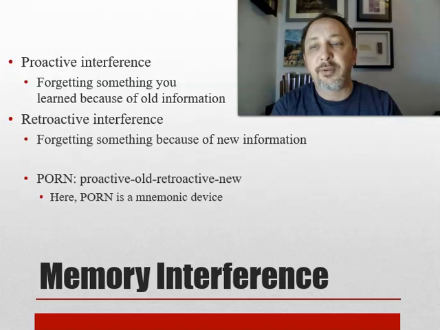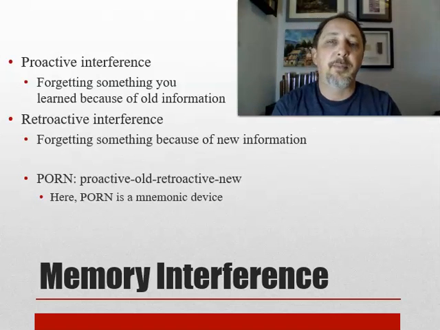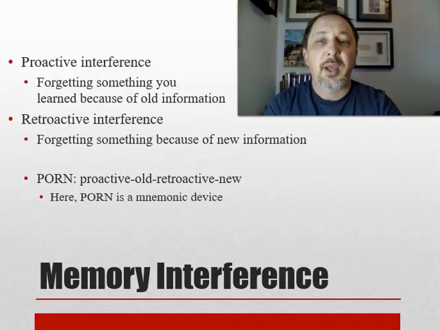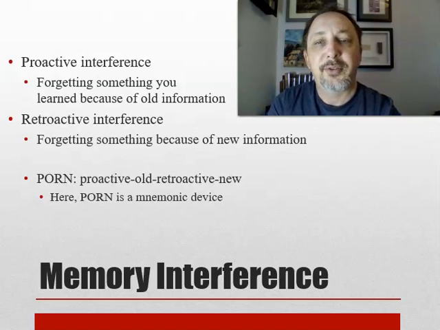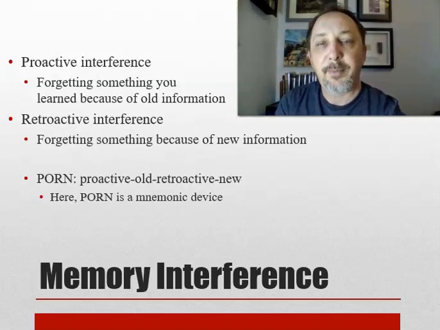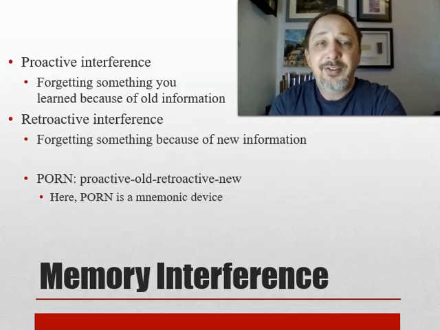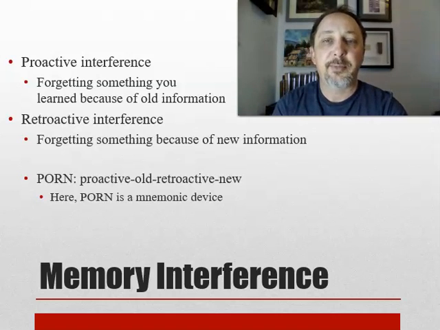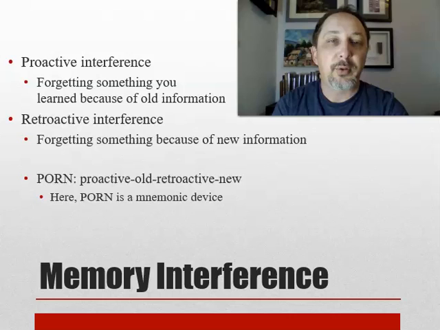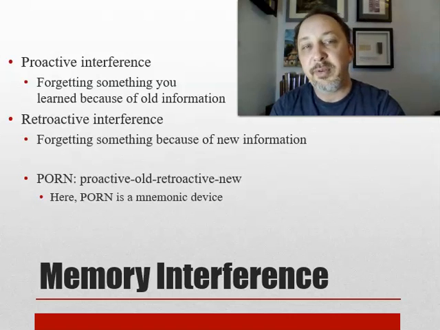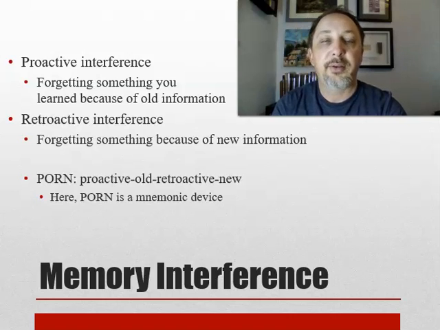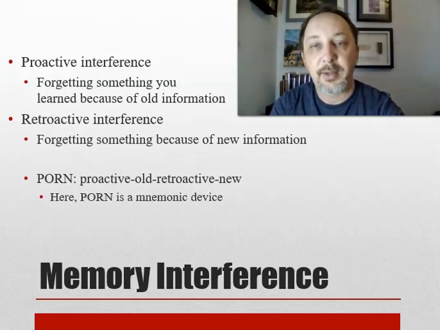We also have a certain type of interference, proactive and retroactive. And there's a good mnemonic for this. It's PORN, P-O-R-N: Proactive, old; retroactive, new. This is going to help you remember these concepts on the quiz, right? So proactive interference is caused by old. You learn something, and something you learned before interferes with it.